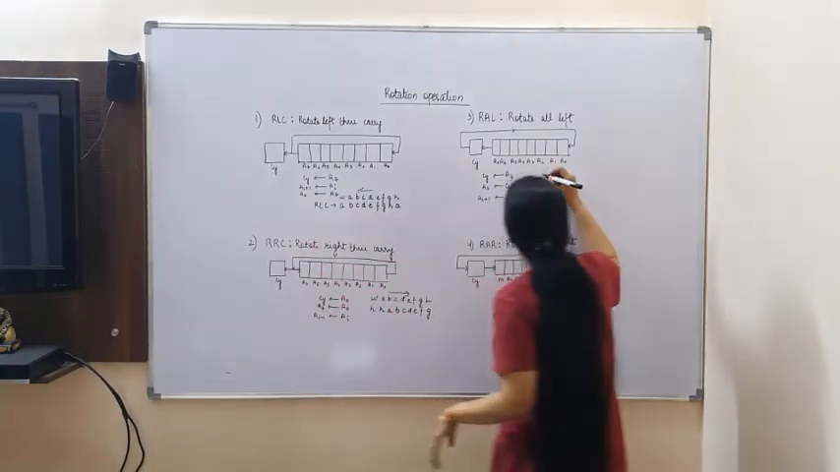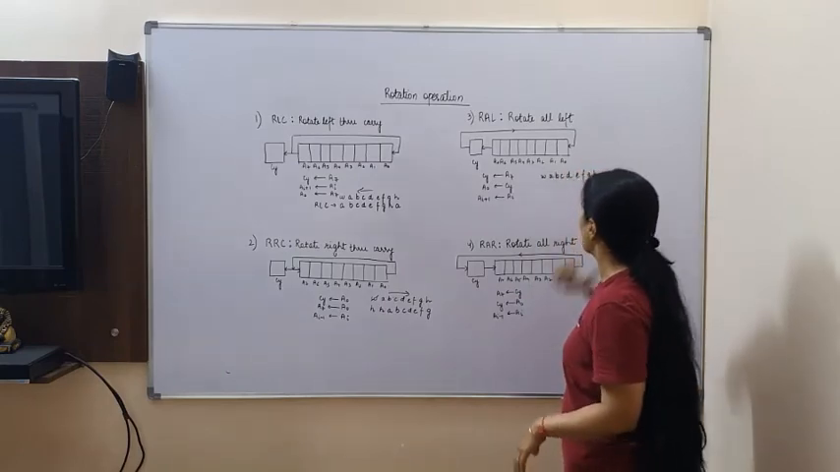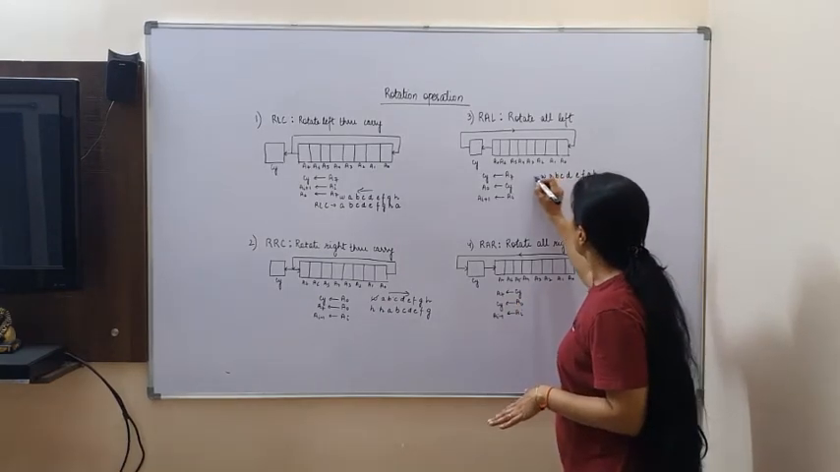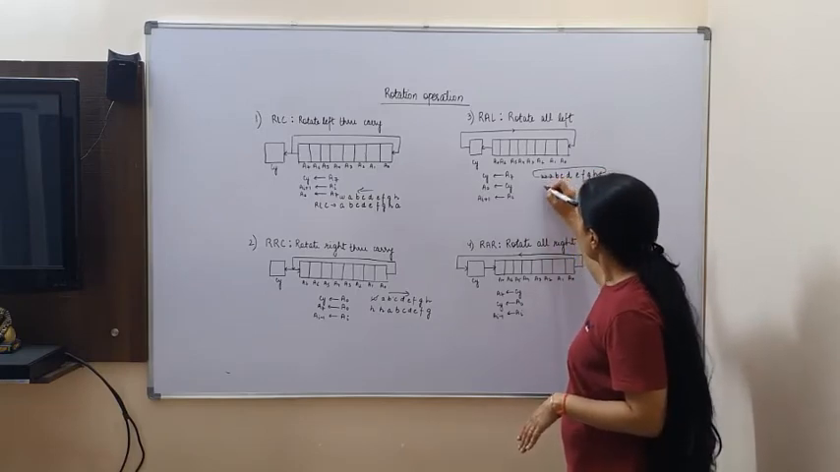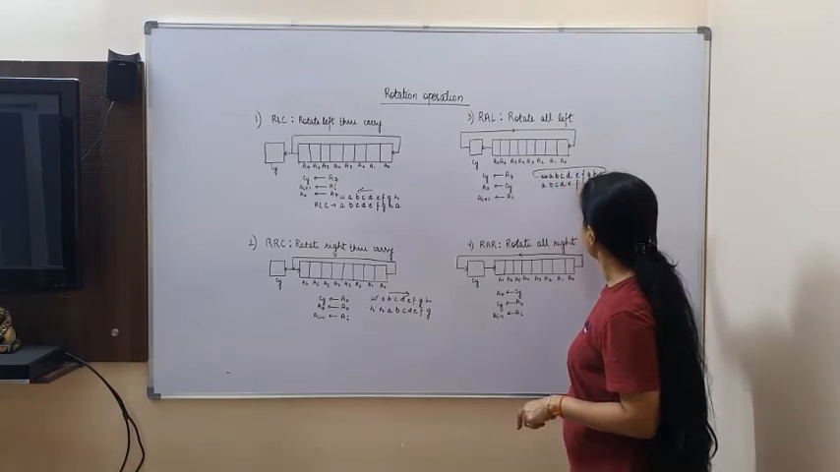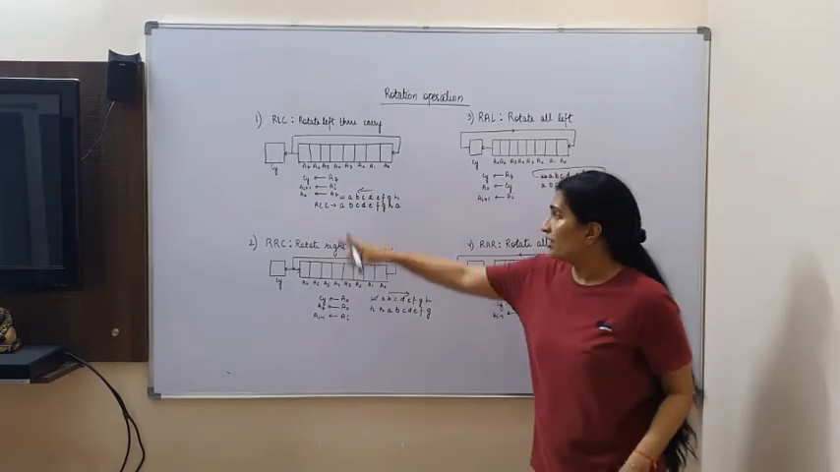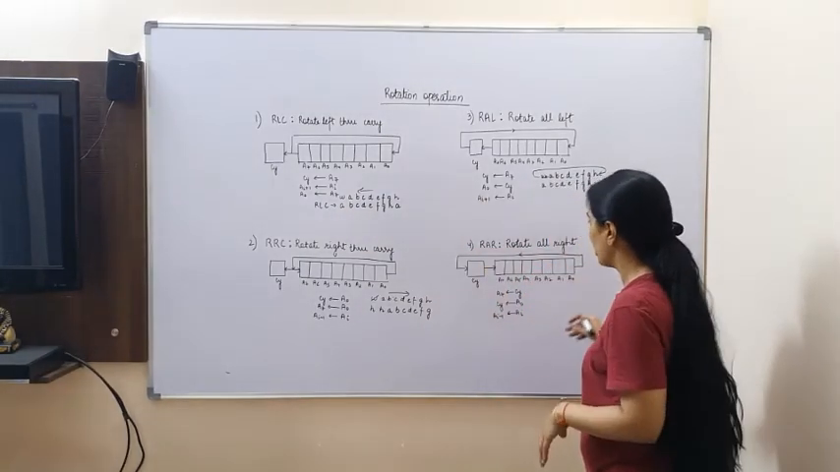Let's take the same example. W, A, B, C, D, E, F, G, H. So what will happen now? The complete data will be moved. A will come here, B, C, D, E, F, G, H, and W will be moved here. Here W was overwritten with the content bits of the accumulator.